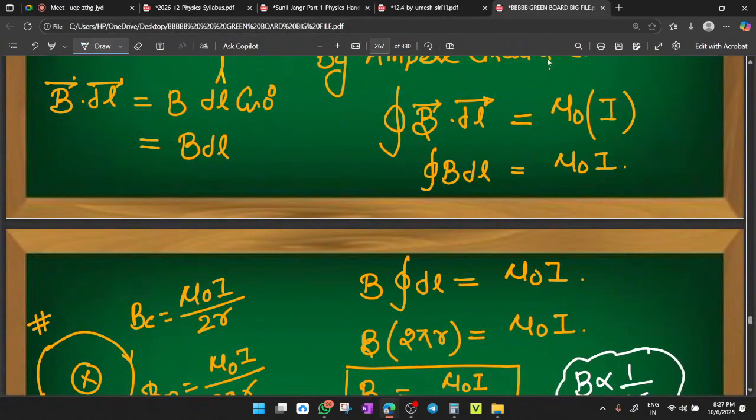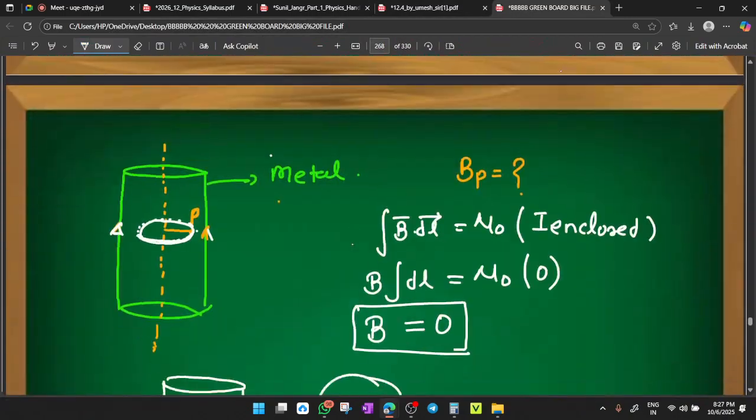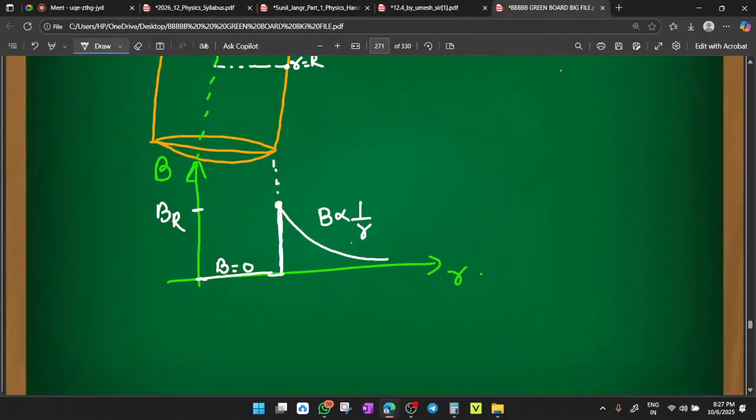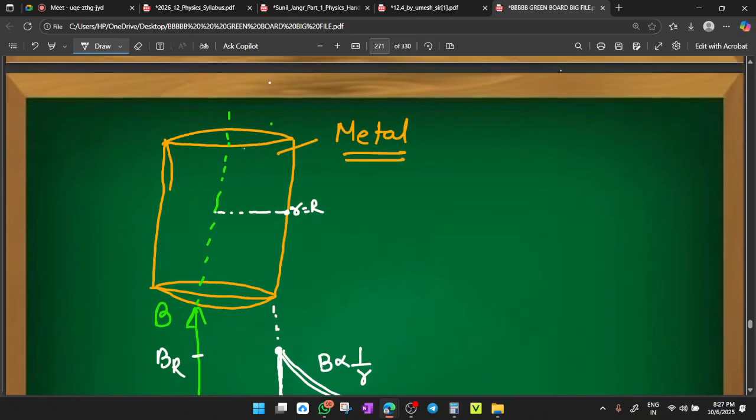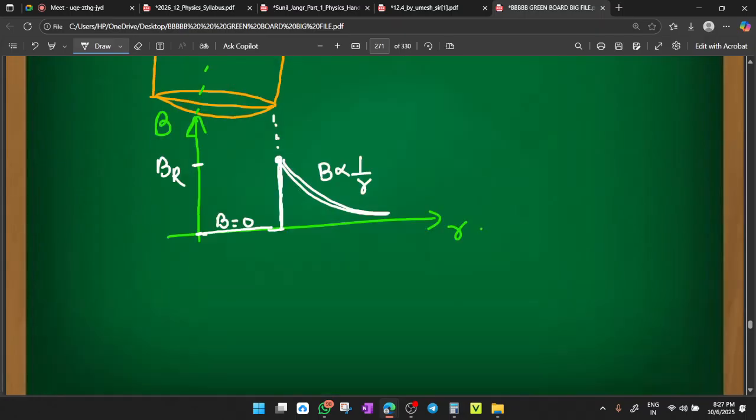So there is the variation you see here. As you increase the radius, the magnetic field will be decreasing. Yes or no? So this is the variation of the first type when you have a metallic cylinder. But when current is threading all over the area, second case. For the first case, we derived that for a metallic conductor, current is only flowing on the surface. But in the second case, current is threading all over the area.